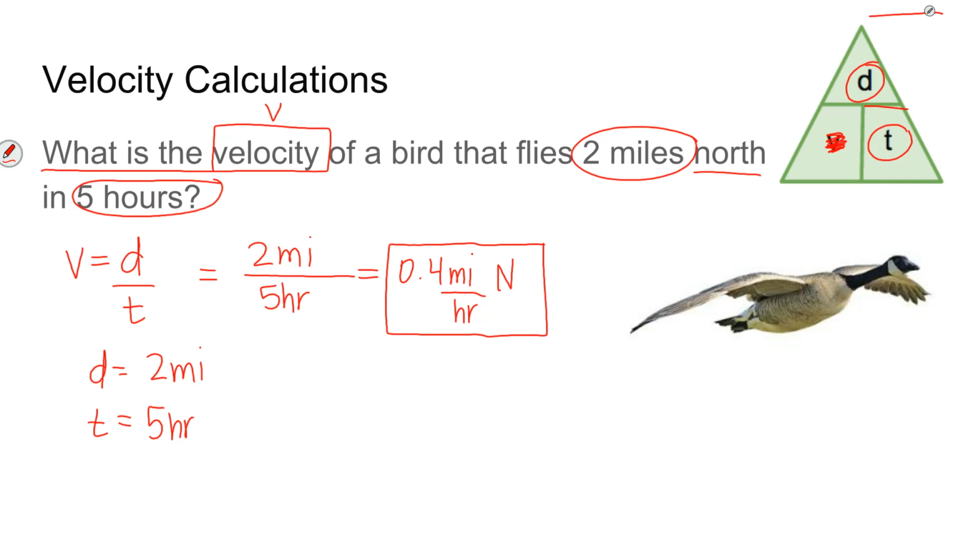Okay, you guys, here comes the why is that useful part. Goose is flying north. Is it spring or is it winter? If they're coming back up north, it must be spring, okay?